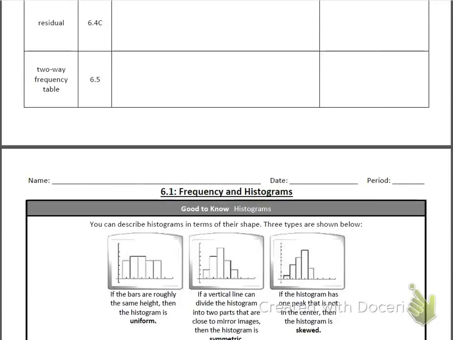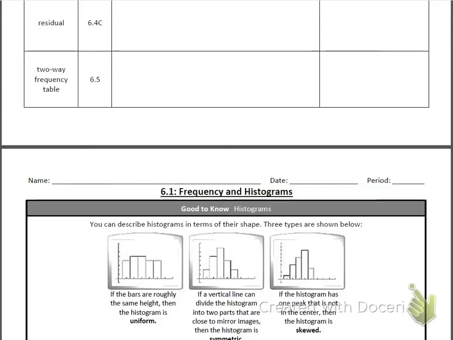So a two-way frequency table, there are actually three different kinds of two-way frequency tables that we're going to talk about. So I am just going to give you the general definition, and we won't have an example for that one because there are a lot of different kinds. So we didn't have to do multiple definitions.